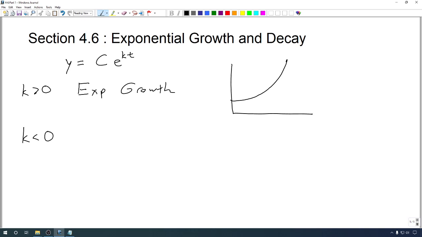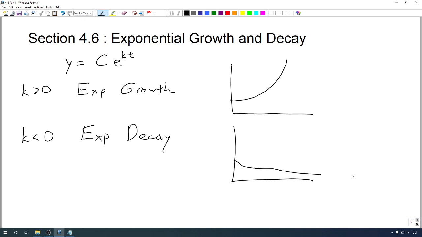For k negative, this is exponential decay. This time our model looks like something like this, where it starts at some point and then decreases to 0 over time.